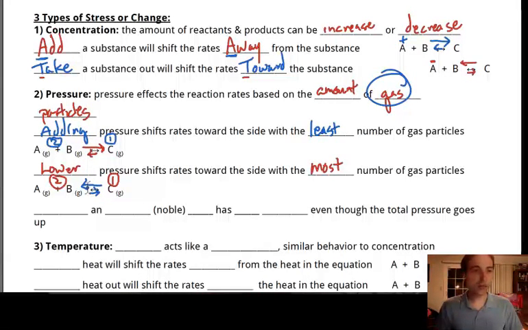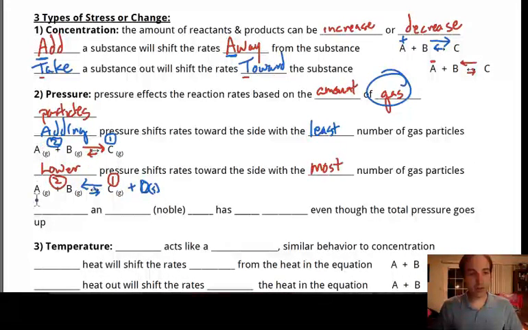Okay, so that's pressure. Again, it's a little tricky because it has to be a gas. Let's say you had a solid in here, you wouldn't even count the solid. So if we had something like, I don't know, letter D, but it's a solid, it would not count as a gas particle. You'd still only have one gas particle on this side. You'd totally ignore a solid or a liquid.